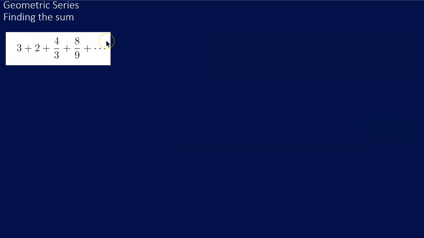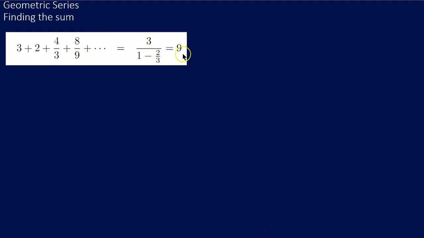So here is a geometric series. First term is 3, then 2, then 4/3. Each time I'm multiplying by 2/3. That's my ratio. So my formula says I want the first term on top, so I want 3 on top, over 1 minus the ratio, and the ratio is 2/3. So I have 3 over 1 minus 2/3, which gives me 9.